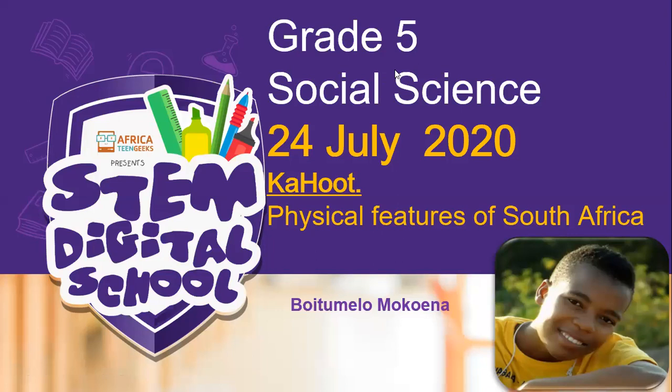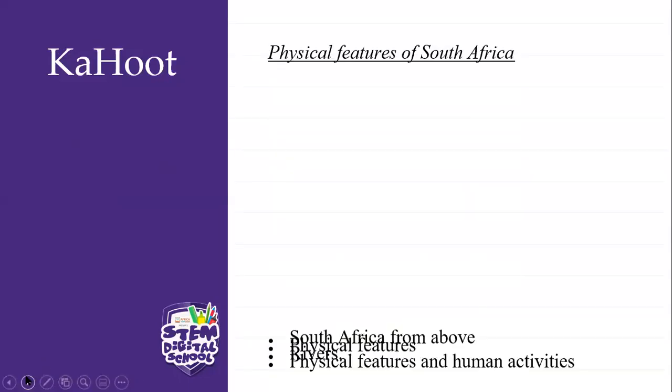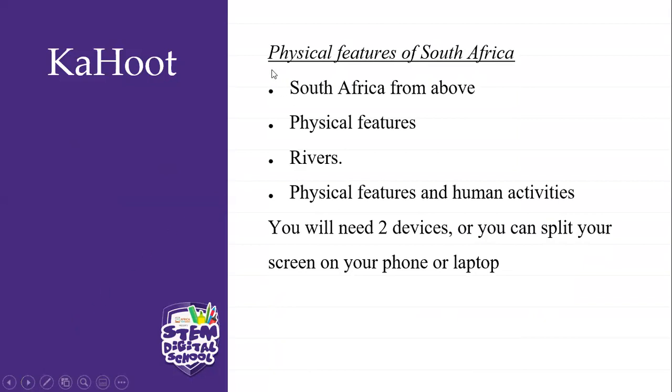Today we're playing Kahoot based on the physical features of South Africa. Looking at geography, I'm going to take you through how to join the Kahoot game. For those who don't know, this is what you should do. Today our Kahoot will be based on the physical features of South Africa. We'll look at South Africa from above, the physical features, rivers, and human activities.